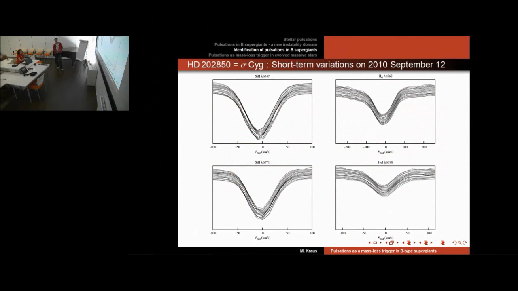But when we looked just at the data from one night, which had a very high quality, a total observing time of about 2.5 hours, with each spectrum having about a 4 minute exposure time, you can see already, just by looking by eye, that some sort of wave is going through this line profile. And actually through the other line profiles as well. It's not limited to one element.